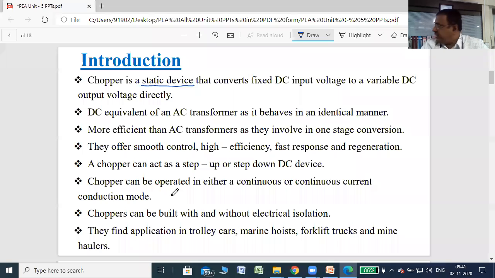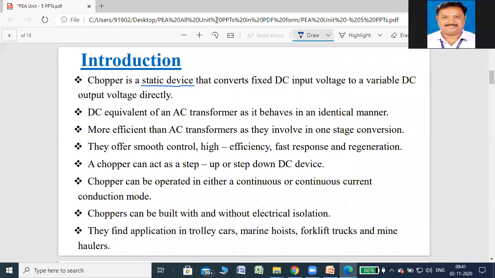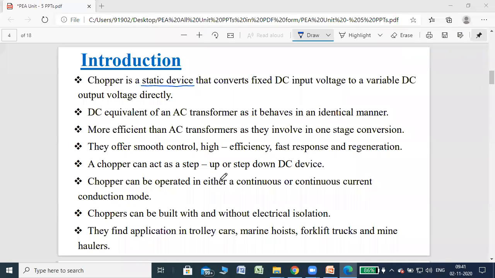Then it is more efficient than an AC transformer, as they involve one stage conversion. They offer smooth control, high efficiency, then fast response and regeneration.